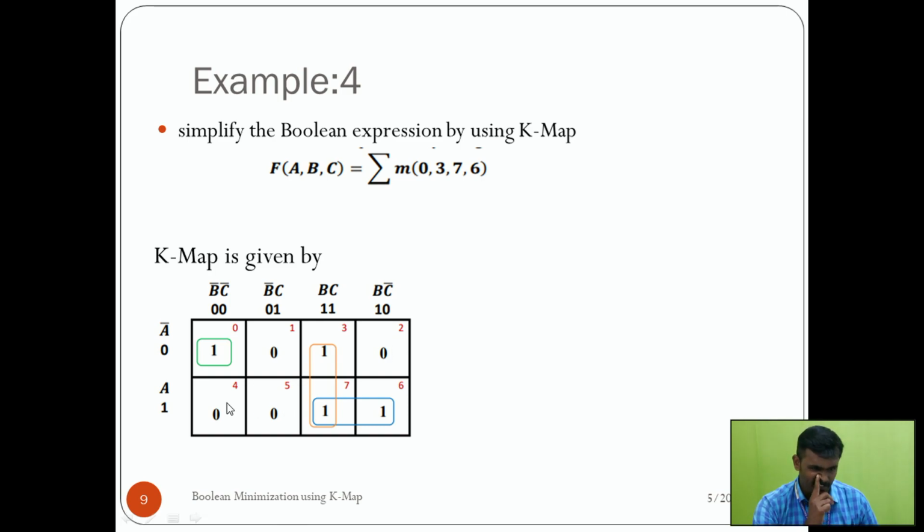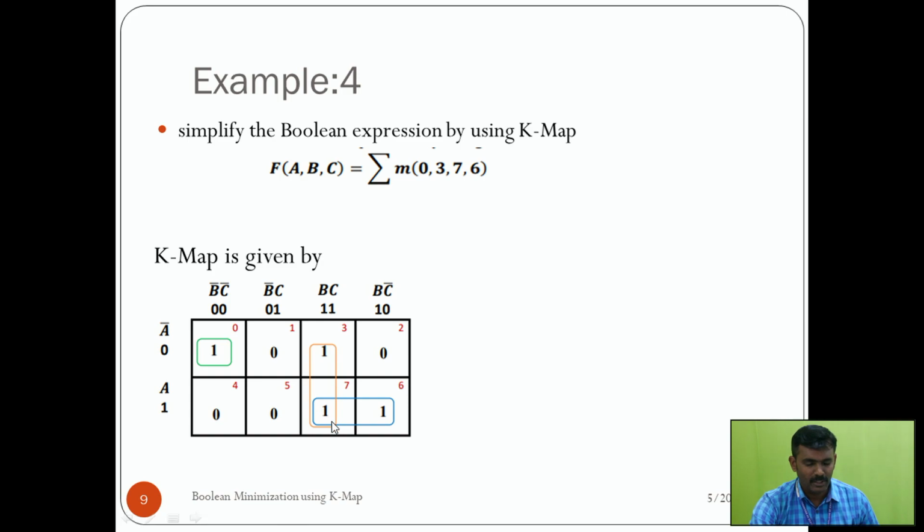Now, how do you group? Just take 3, 7. Since 3 and 7 are adjacent, we have to make a pair, 3 and 7. So which one is left out? Only 6 and 0. So how do you map 6? 6 is adjacent to 7 also, right? Therefore 6 and 7 are paired.